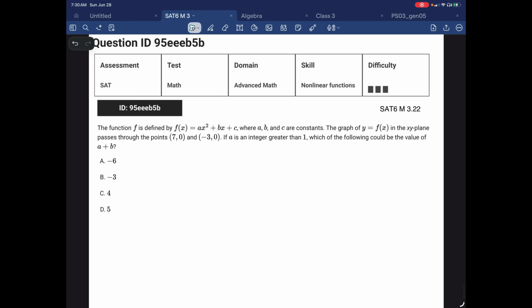It gives us this function f of x, and it says it has roots (7, 0) and (-3, 0). It also gives us a constraint for a. It says a is an integer greater than 1. So I'm going to make note of that.